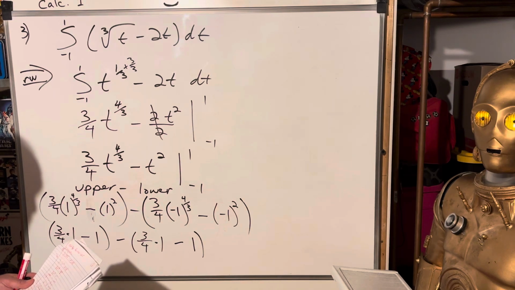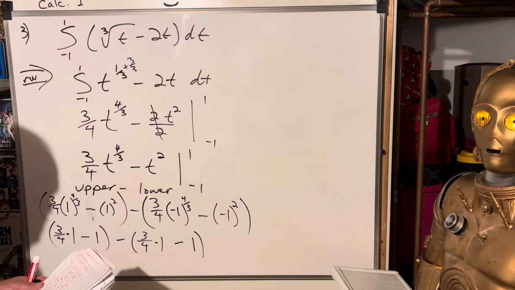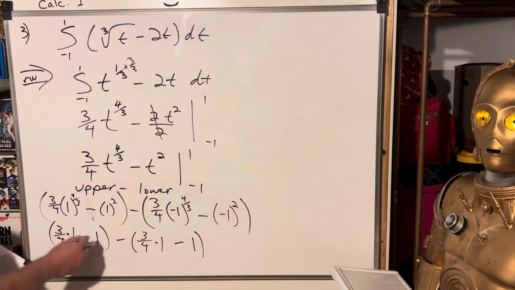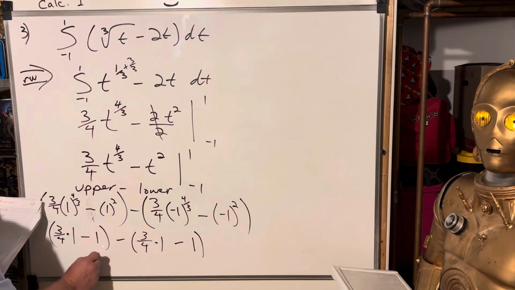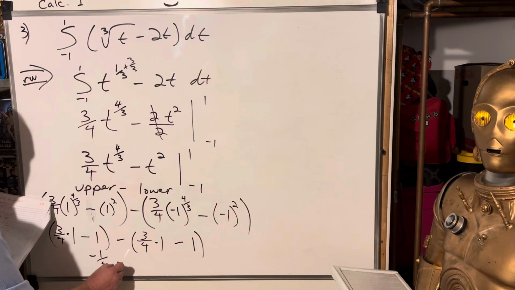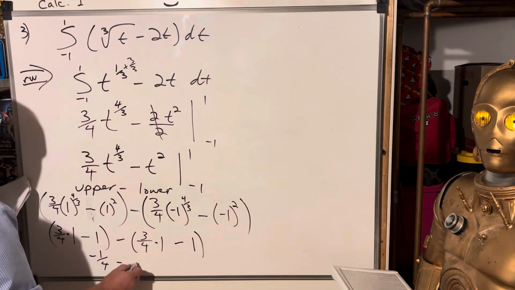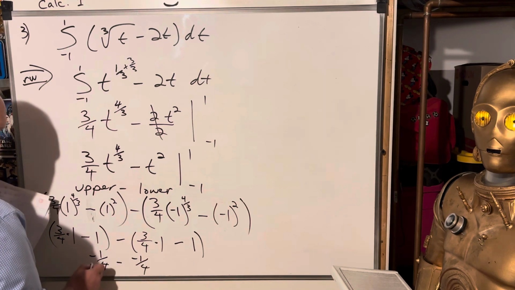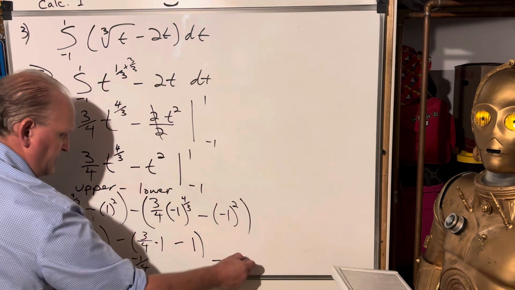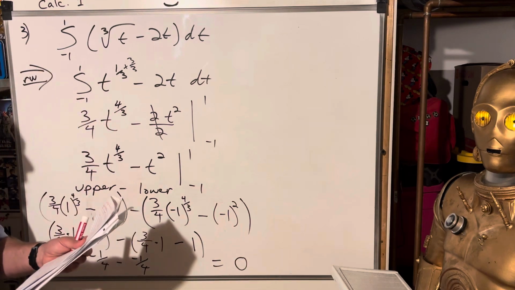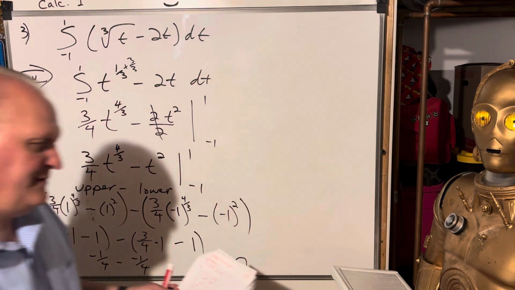So at the end of the day here, that's 3/4 minus 1 is -1/4. And then minus the same thing, -1/4. That's -1/4 plus 1/4, which is a big fat 0. Oh, all that just to find out it's 0.